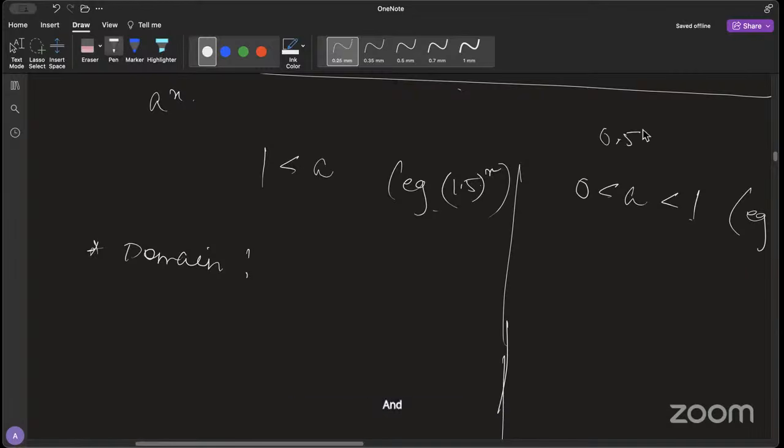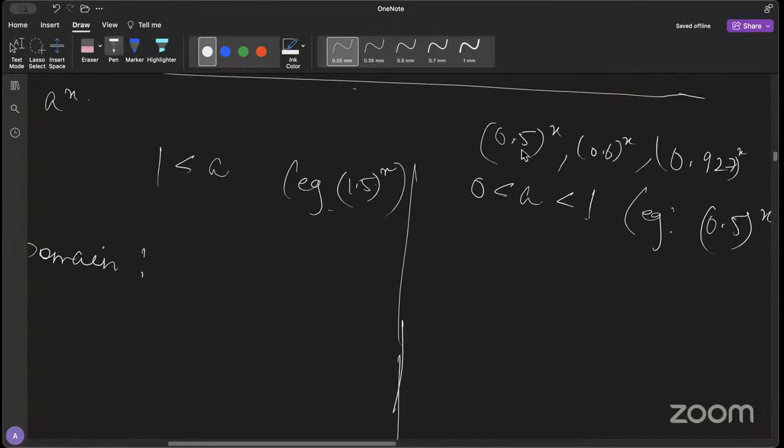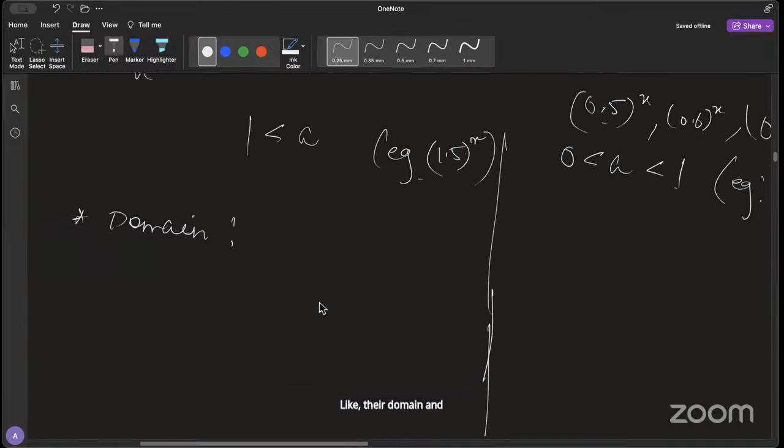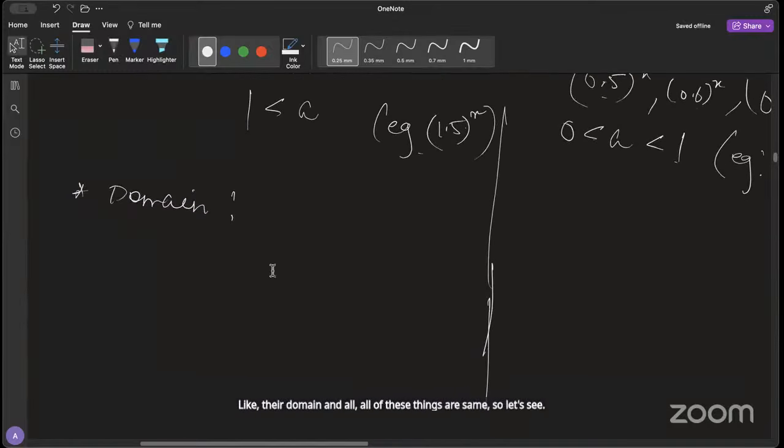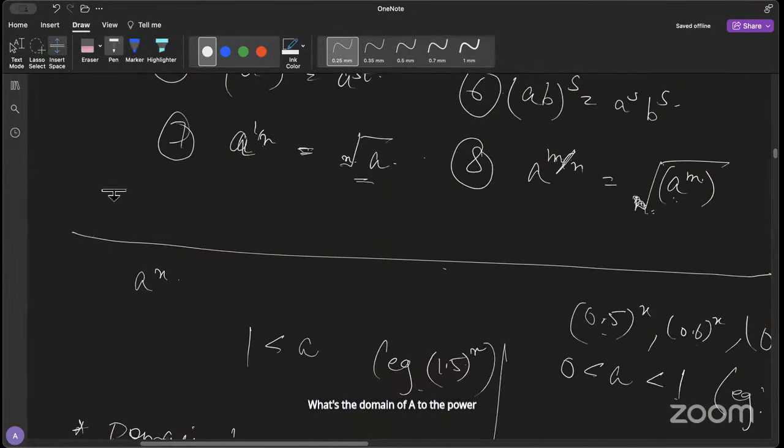And these ones, 0.5 to the power x, 0.6 to the power x, 0.927 to the power x, all of these behave the same way. Same way as in they're not the same functions, but they behave typically the same way. Their basic things are the same, like their domain and all of these things. So let's see. What's the domain of a to the power x?